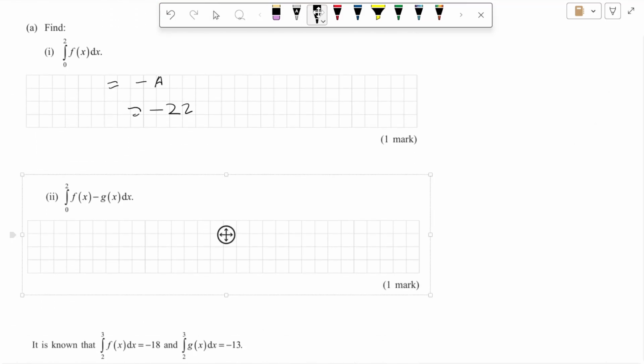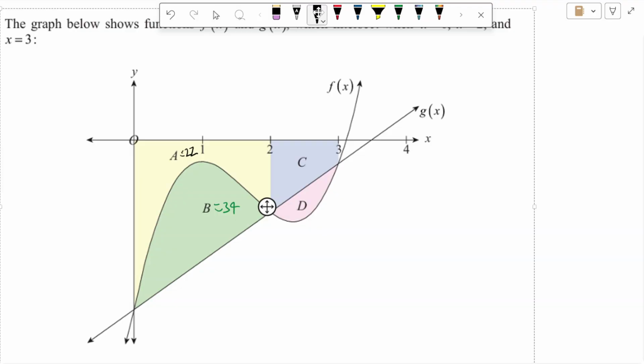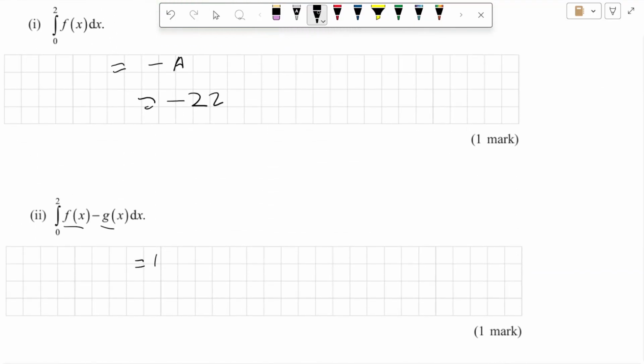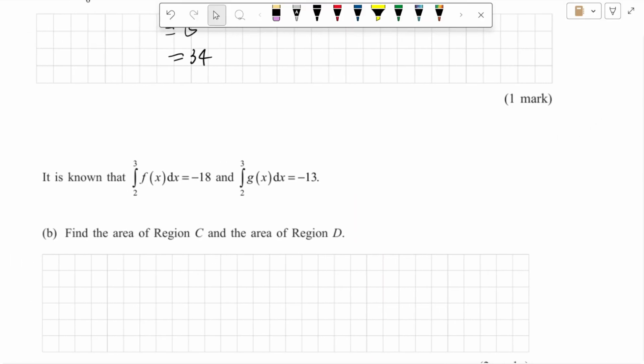Find the integral from 0 to 2 of f take g. If this is on the top and the bottom, which let's check, yes it is. F is on the top, that's f there, and g is on the bottom, then that should just be the area of B, which is 34. Okay. It's known that that's true.